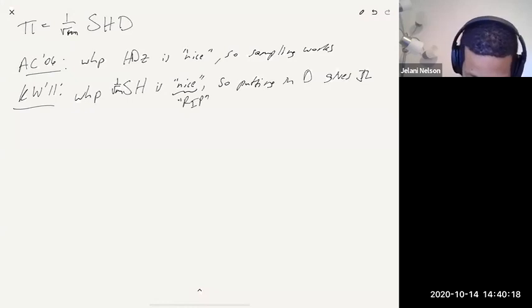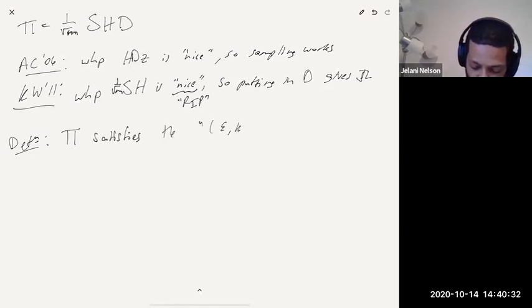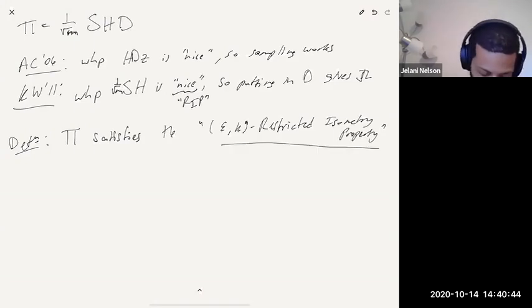So this is RIP. Definition: let's say pi satisfies the epsilon comma k restricted isometry property if for all k-sparse vectors z, we have that pi preserves its norm.